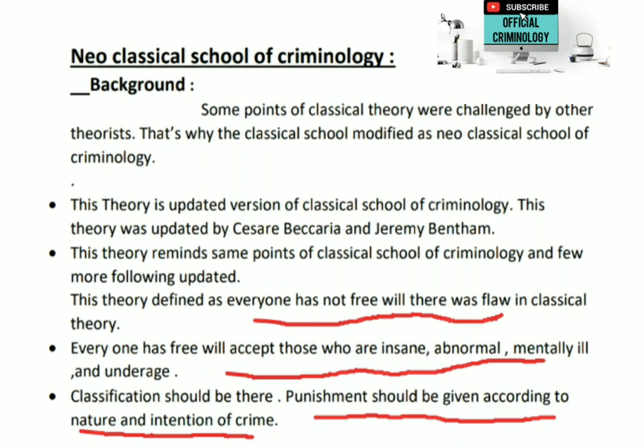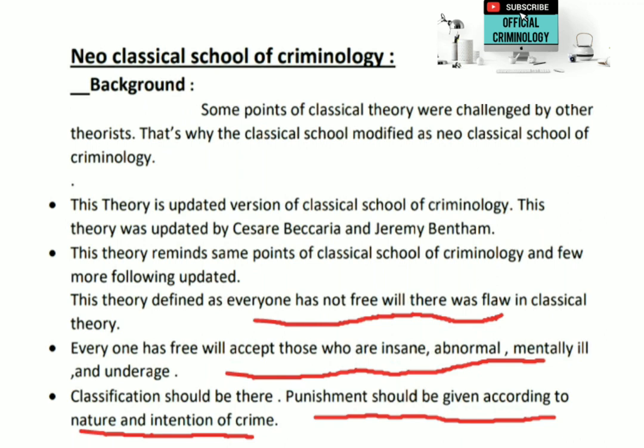Neoclassical School of Criminology. Background of this theory. A few points of classical theory were challenged by other theorists. That's why the classical school was modified as the Neoclassical School of Criminology. This theory is an updated version of the Classical School of Criminology. This theory was updated by Cesare Beccaria and Bentham. This theory retains the same points as the classical school except a few more, which are described.